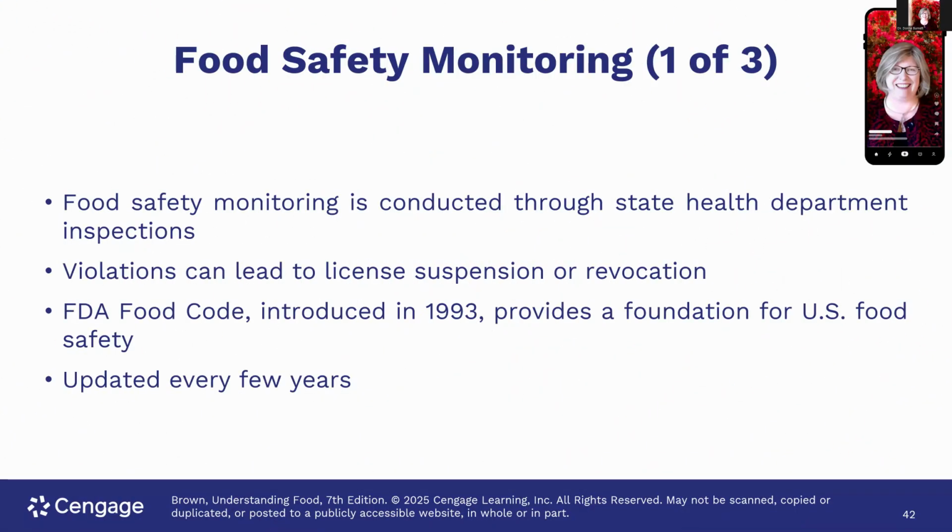Okay, moving on. Food safety monitoring. Food safety monitoring is conducted through state health department inspections. Violations can lead to license suspension or revocation. The FDA Food Code, introduced in 1993, provides a foundation for U.S. food safety, and this is updated every few years.